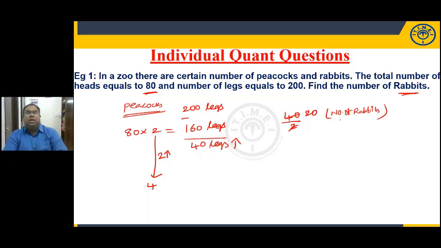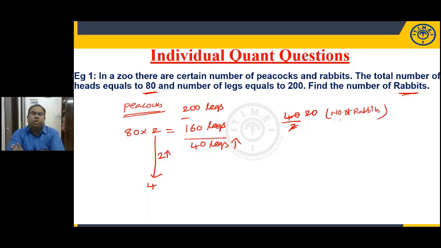Got the question? If I am asking for peacocks, assume all of them to be rabbits. Whatever is being asked, you take the number of animals to be the other one. So I'm asking for rabbits, so assume all the animals present are peacocks. If all of them are peacocks, I should have 80 into 2, 160 legs. But how many legs do I have? 200 legs in the question. So I have 40 legs more.